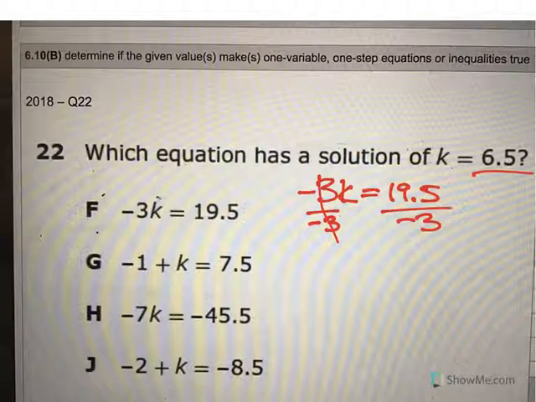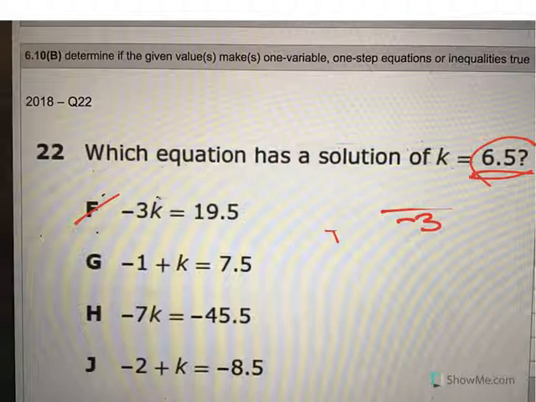But on the right side, 19.5 divided by negative 3, I know a positive divided by a negative is going to give me a negative quotient. But look at what I'm trying to get. That 6.5 is positive, so I know it can't be F. Because again, a positive divided by a negative is a negative, so it can't be F. All right, let's go to G.